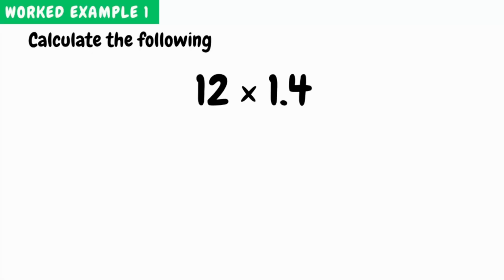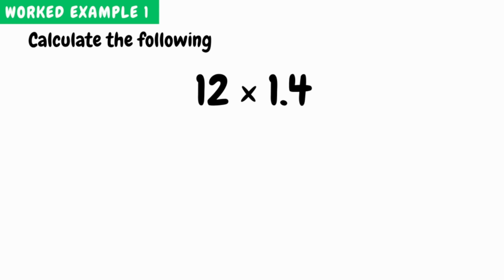Okay, so in this video, we're going to be taking a look at multiplying integers by decimals. Whenever we've got questions which involve multiplying by a decimal, there's a nice method we can use to make these questions a lot easier. For this first example, we've got: calculate the following. We've then got 12 multiplied by 1.4.